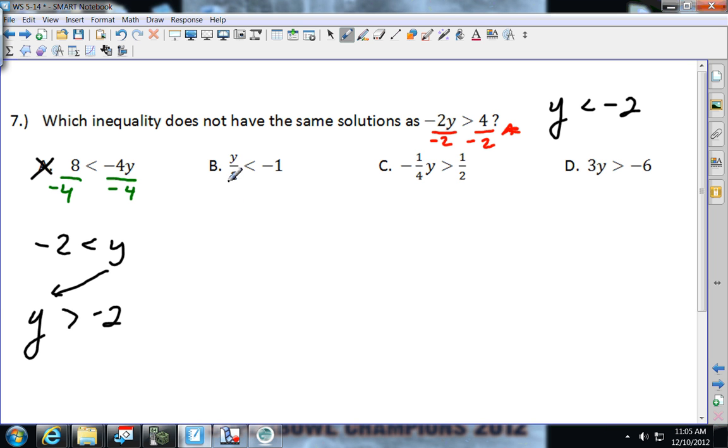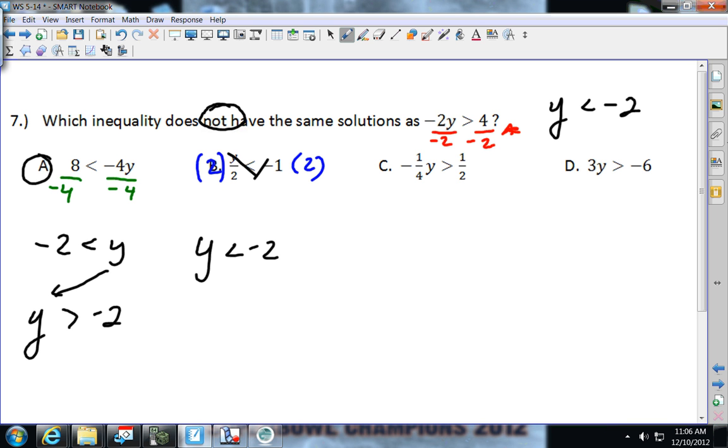The next one here, to get y by itself, I would have to multiply each side by 2. These cancel, and I get y is less than -2. That is what we have. This would work. Wait, the question says which one does not have the same solution, right? Oh, bad Miss Crawford. Okay. This one does not have the right solution. Be very careful with those words to make sure you're looking for the right thing. This one, B, does have the right solution, so this would not be an answer choice.